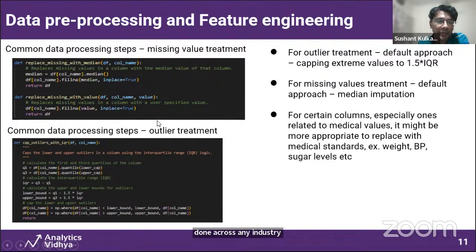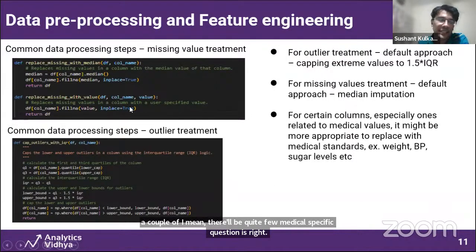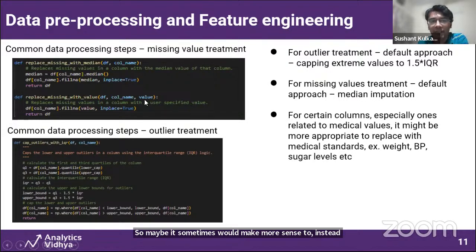But here, if you did notice, there are quite a few medical-specific questionnaires. So sometimes it would make more sense, instead of replacing with a median, to replace with, say for a sugar level or blood levels, the general medical value that you know. So sometimes it makes more sense to replace with them.